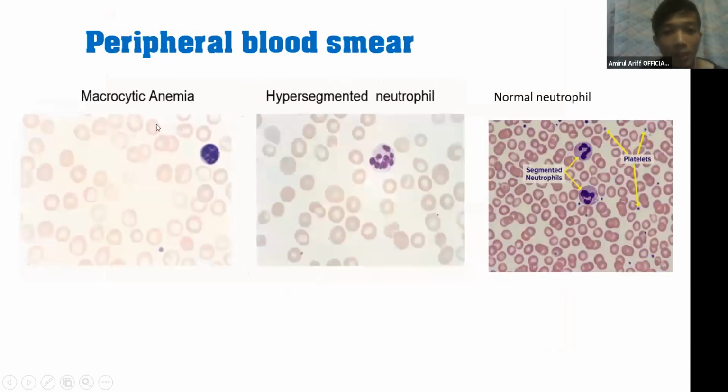So this is the peripheral blood smear. You can see the macrocytic anemia. Like I said previously, we compare relative to the white blood cell, so a lot of RBCs are bigger than the white blood cell, and this is a hypersegmented neutrophil. This is the hallmark of folate and B12 deficiency in the peripheral smear. Usually a normal neutrophil nucleus consists of about 3 to 5 lobules. In this abnormal neutrophil there are many more, which is not normal, so this is the hallmark of folate and B12 deficiency.